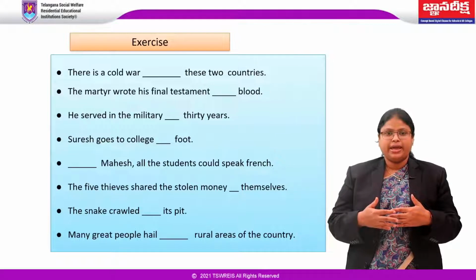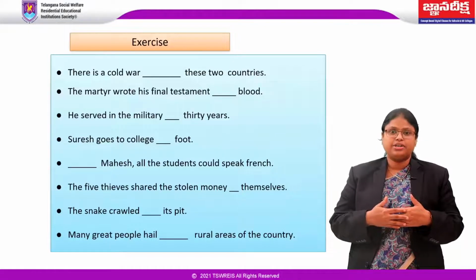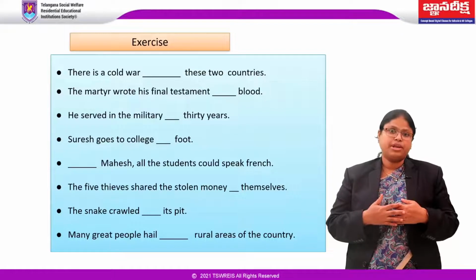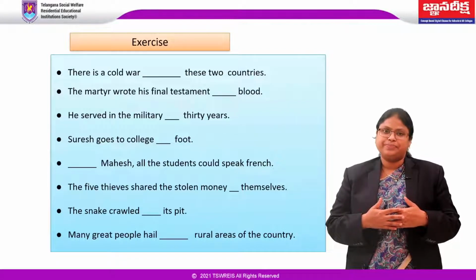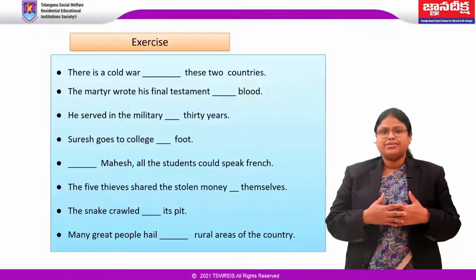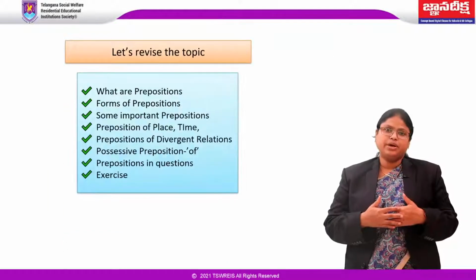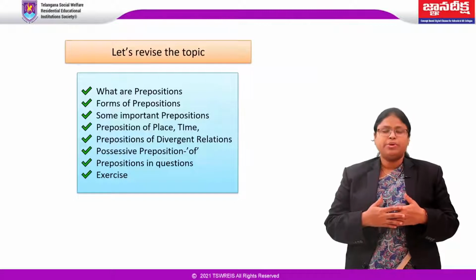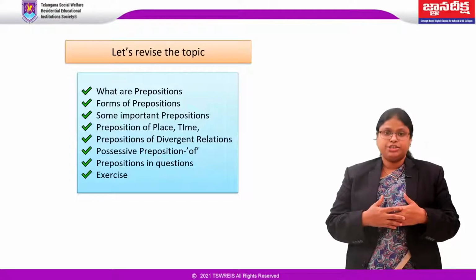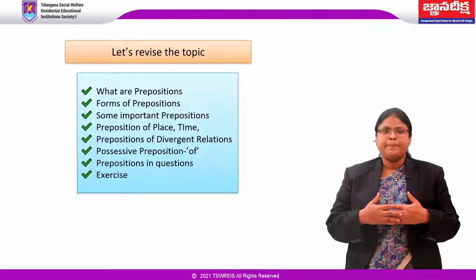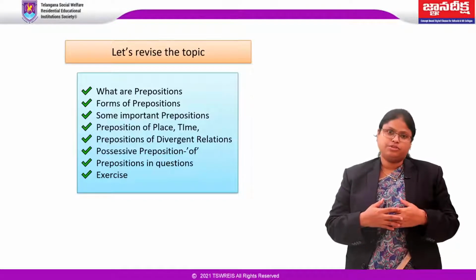Many great people hail dash rural areas of the country. The answer would be from rural areas of the country. Now let us revise the topic. Now what are prepositions? A preposition is a word that shows the relationship between two things. The relationship can include direction, place, a particular point or location, time, manner, cause, and amount.